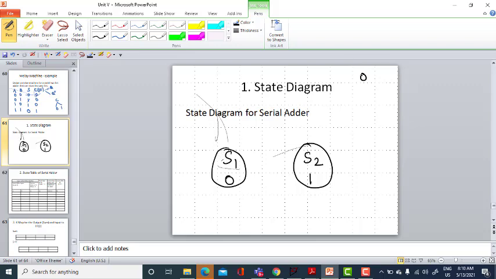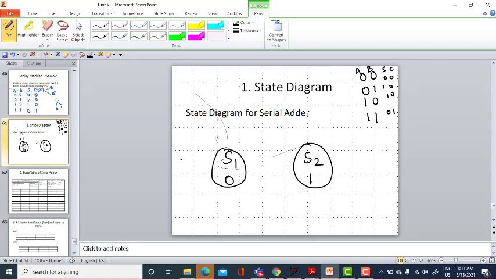Now, what are the input combinations? 00, 01, 10, 11. And for that case, this is your sum, this is your carry. 00, 10, 10, and see, for your Mealy machine, the transitions between your states will have input as well as the output. So now your input is A and B. When your input is 0, 0, your sum is 0 and carry is 0.